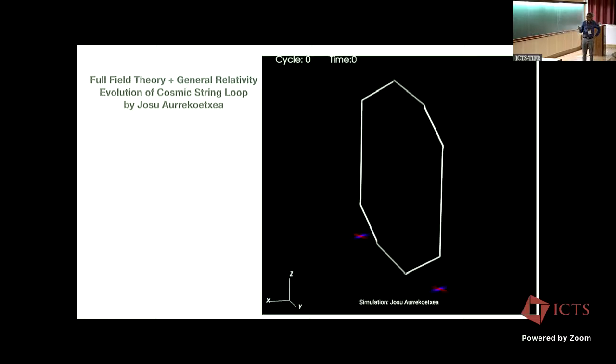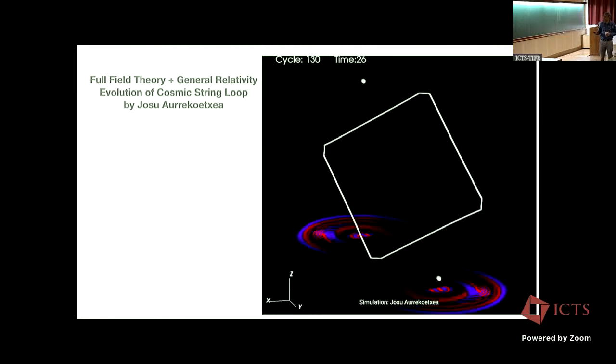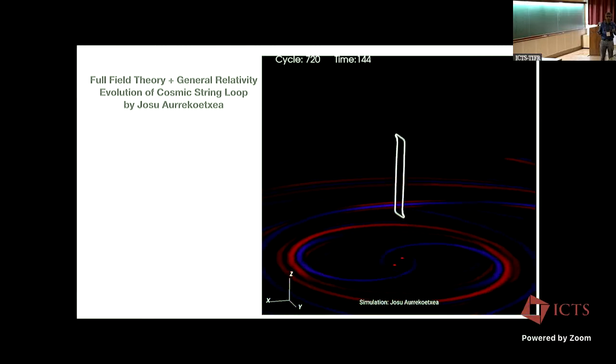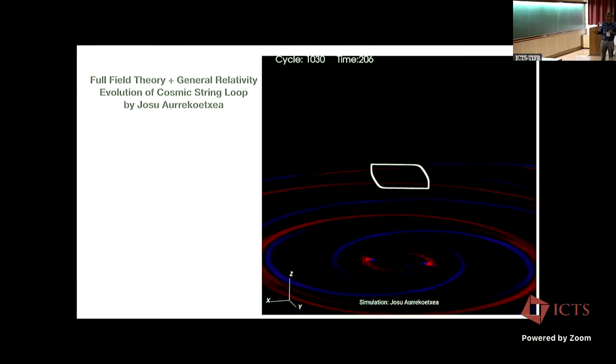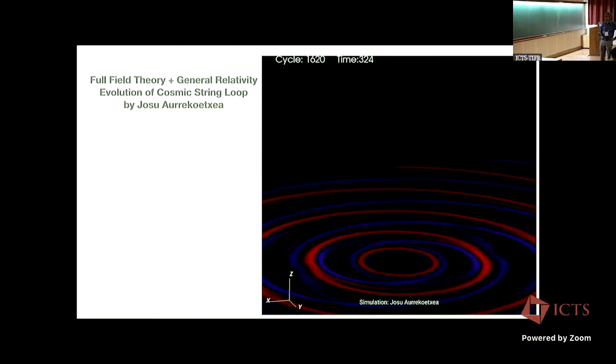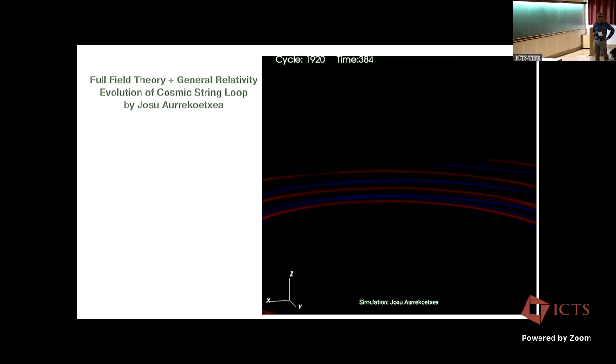This is the same kind of string loop that we saw earlier, except that this is now in full field theory and in general relativity. So now people are evolving field theory plus general relativity on the computer, and the evolution looks something like this. At the bottom you see these gravitational waves coming out, and whenever there are episodes of kink collisions, then there's a burst of gravitational radiation as well. Anyway, I just received it last night, so I thought I'd show it.